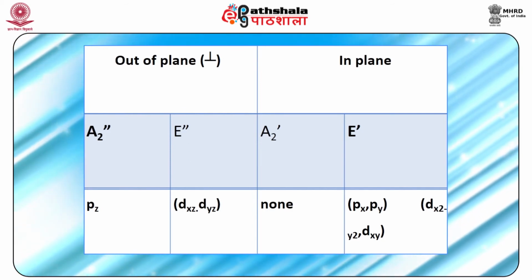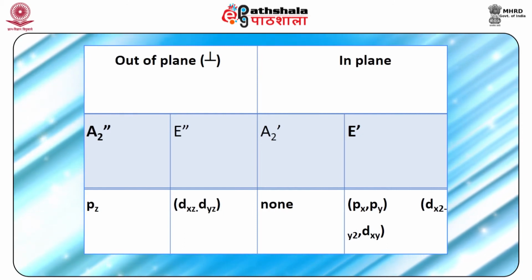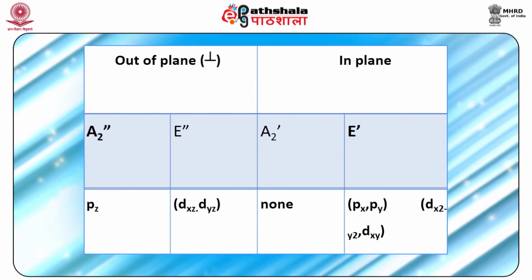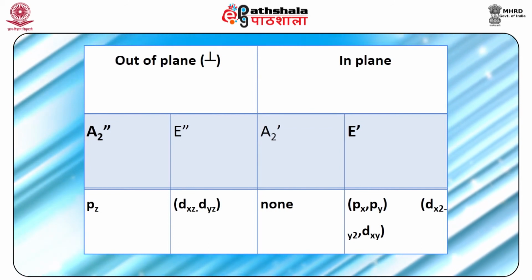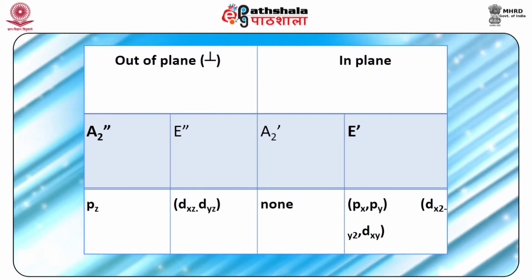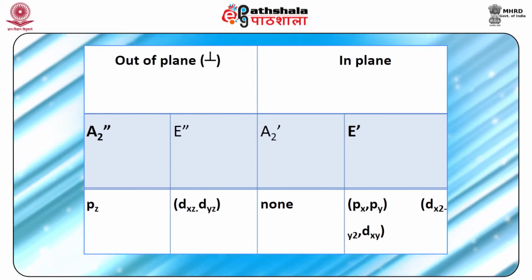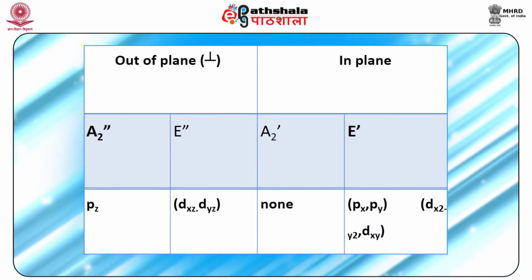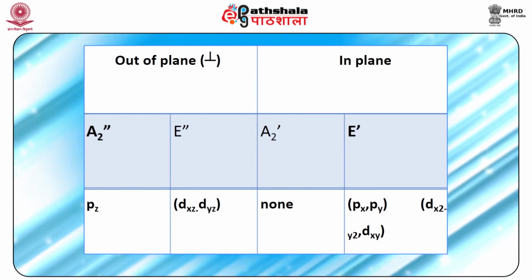That is, I divide the table into two parts, out of plane and then in plane. Now for out of plane I have A2 double dash and E double dash. Here I have Pz and dxz, dyz as the orbitals. For in plane we have A2 dash, for which none of the atomic orbitals is there. For E dash we have Px, Py or dx square minus y square, dxy.